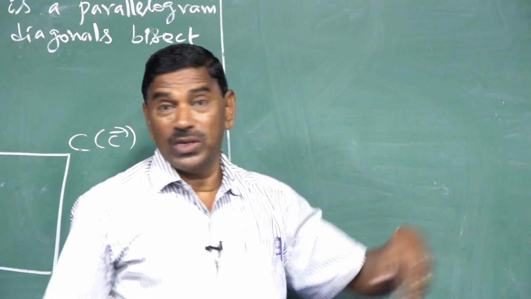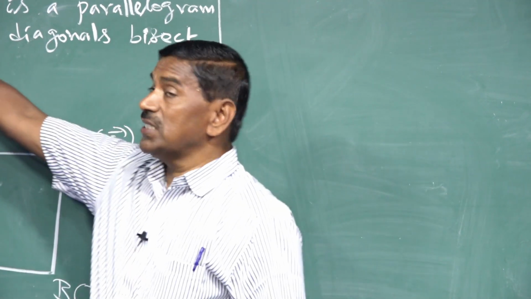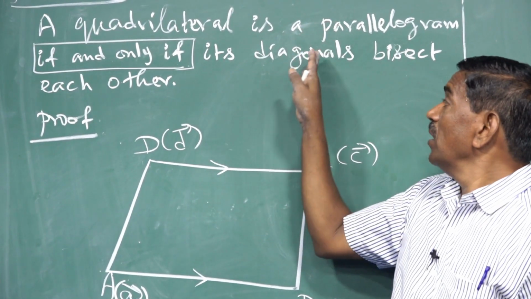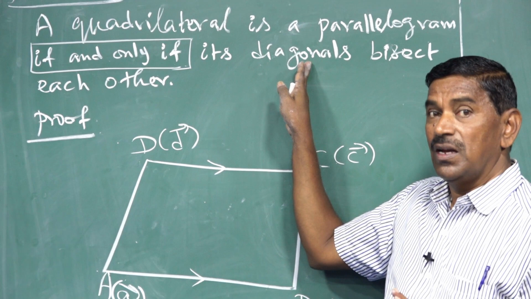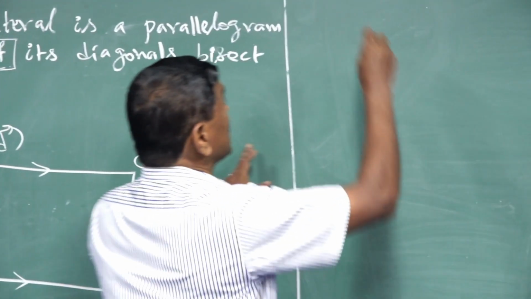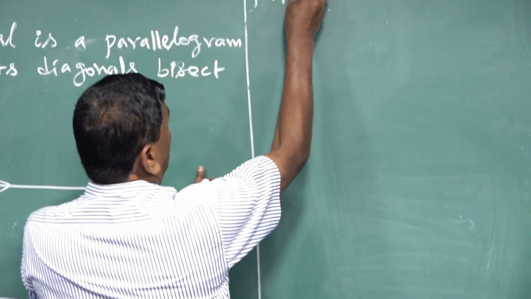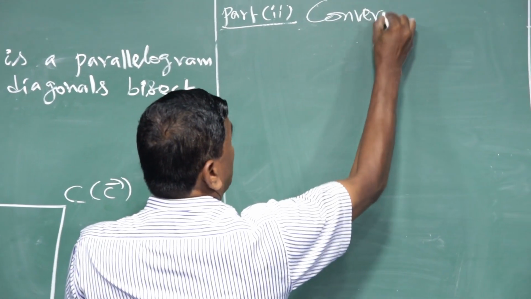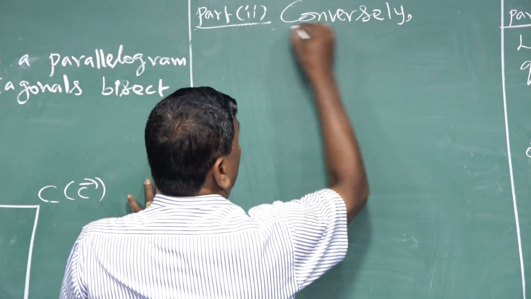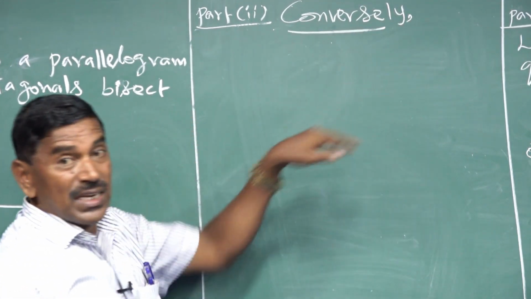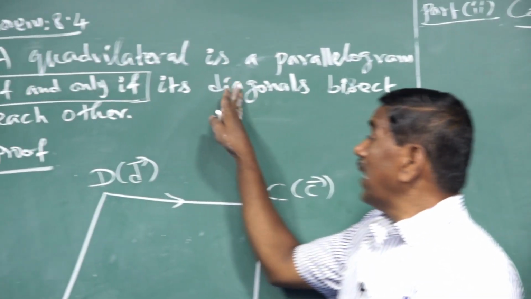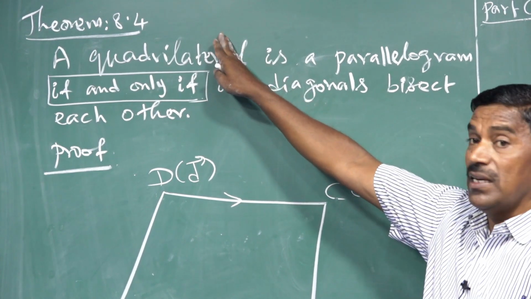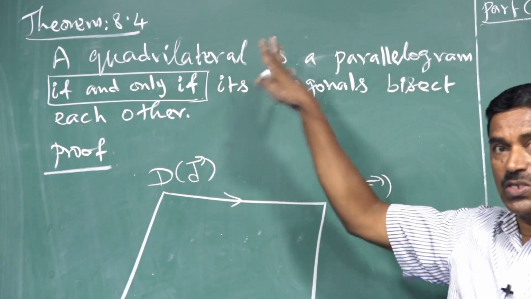See, what is part 1? Part 1 is: assume that quadrilateral ABCD is a parallelogram, then we want to prove diagonals bisect each other. Now, part 2 is the converse. Conversely, assume that diagonals bisect each other, then we want to prove ABCD is also a parallelogram. So that is our aim.